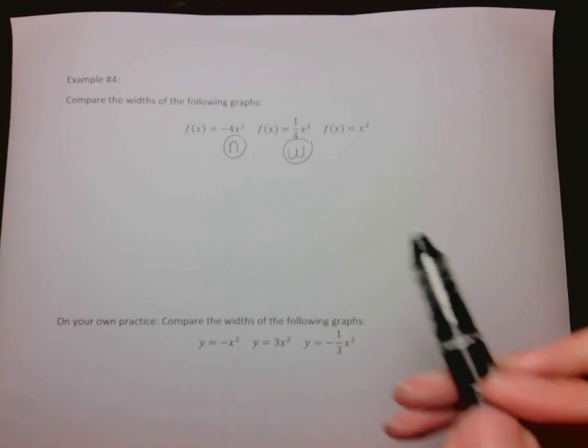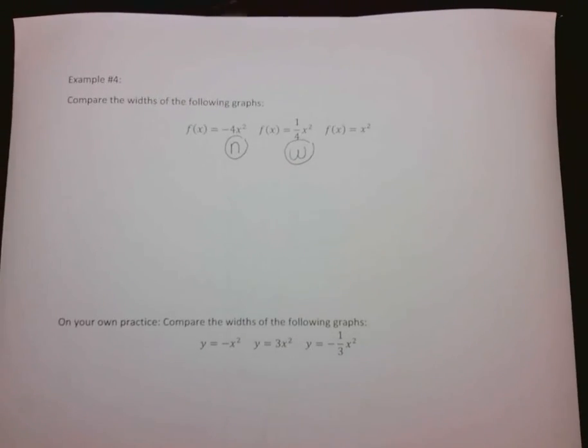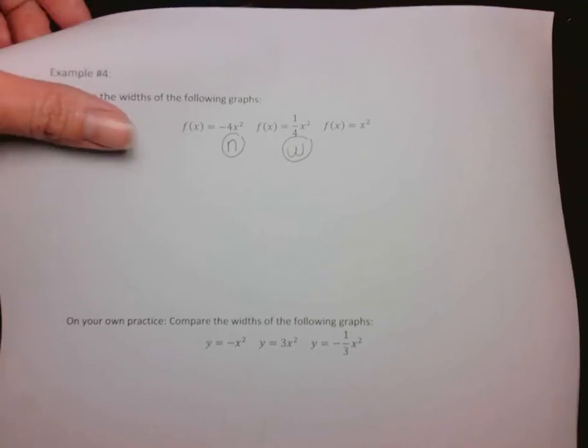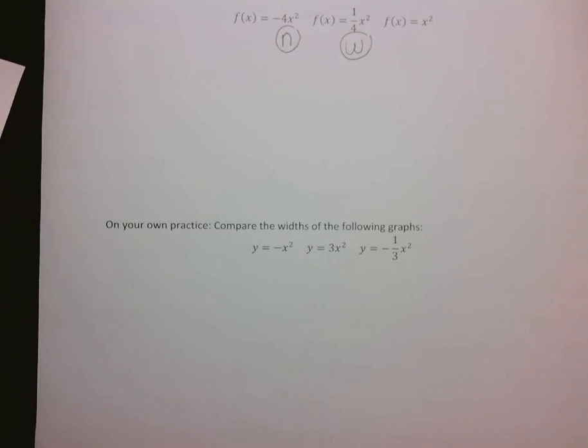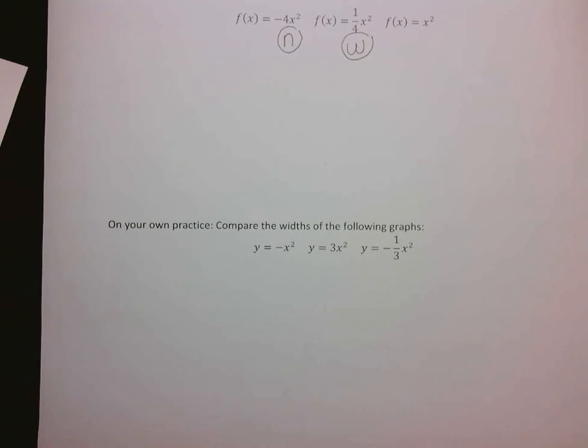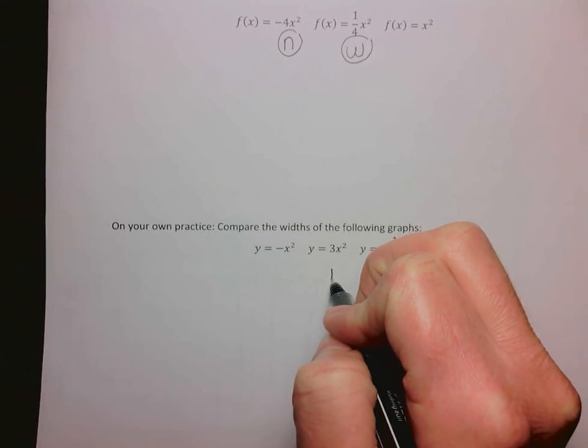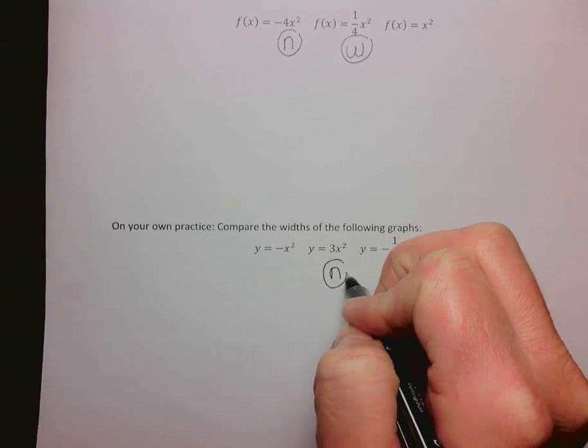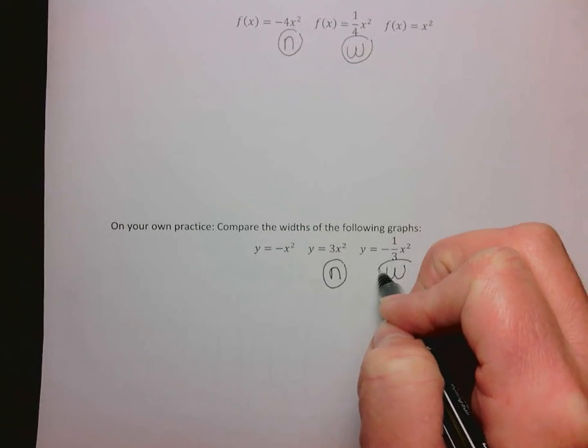Remember, this negative sign tells us that the graph is going to open down, but it doesn't have anything to do with how wide or how narrow the graph is going to be. Okay, so now go ahead and hit pause and compare the widths of these graphs. So this graph right here is going to be my most narrow, and this one is going to be the widest.